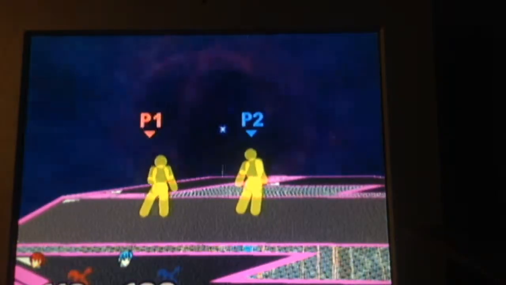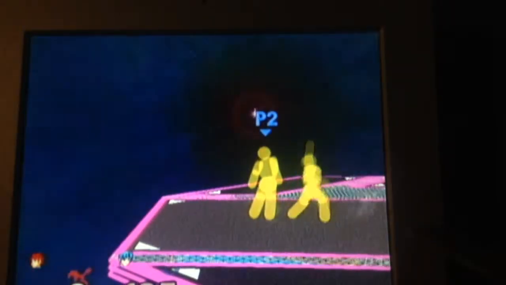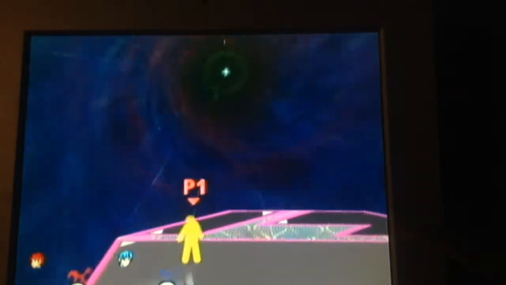There are a lot of other differences, such as Roy's fair doesn't pop people up, it simply pops them away, while Marth's fair, if you get the tip of it, pops them up. And if you get the hilt of it, it sends them away, although a lot weaker than Roy's would. So, as I've shown earlier here, Roy's up smash does have a little bit of hit stun on it. So if you hit your opponent with it, it will last longer than Marth's.